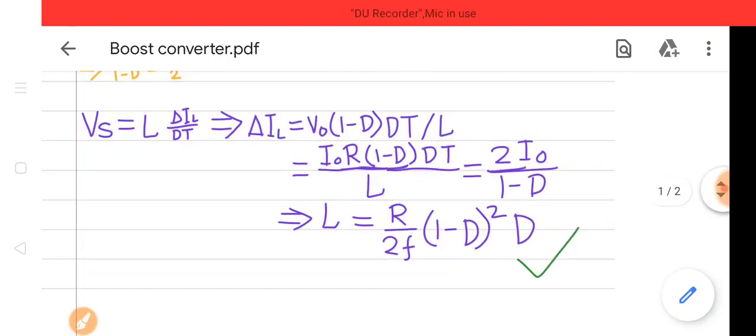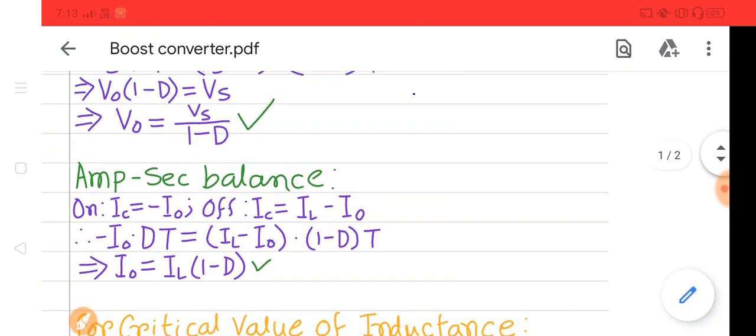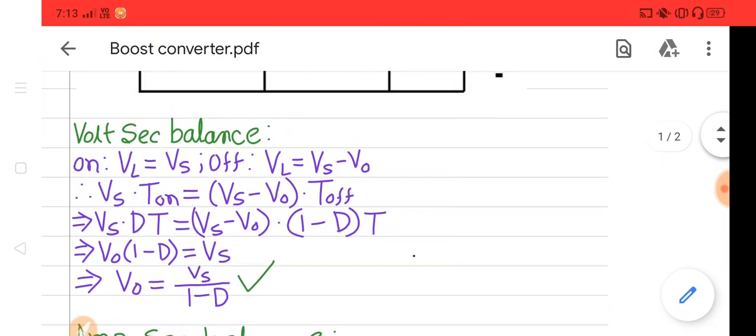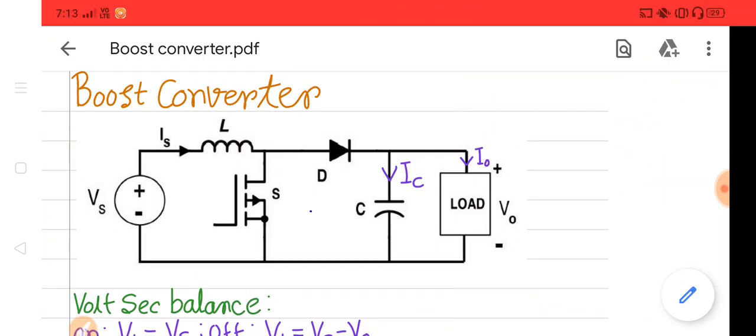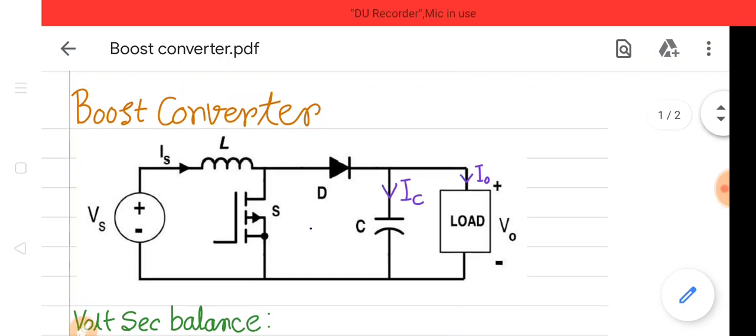So these equations are important, which are marked here with a tick mark, and this circuit diagram you have to remember. If you remember all of this, you can solve the questions regarding boost converters very easily. In the upcoming videos I will discuss the buck converter and the buck boost converters also.